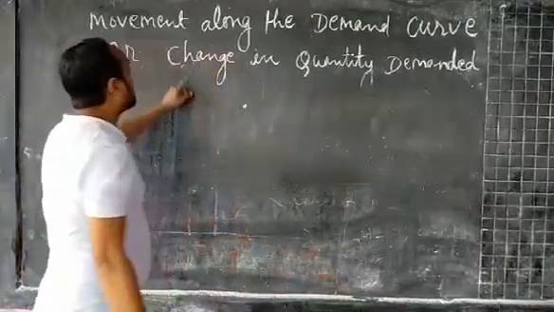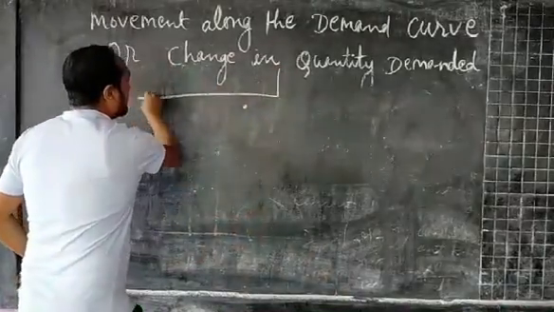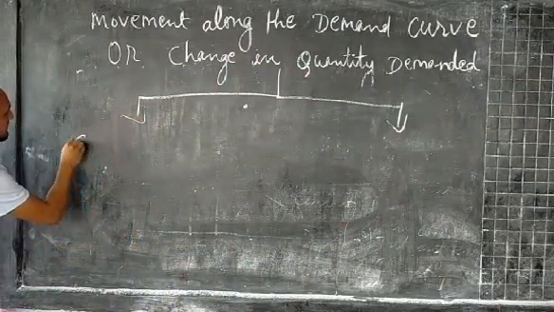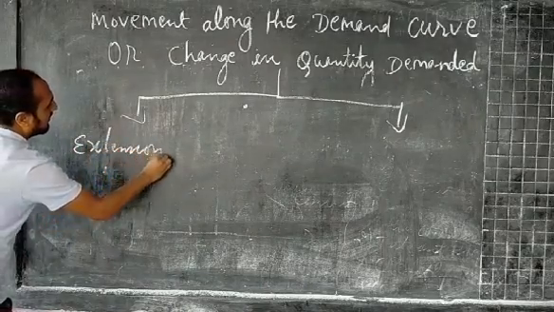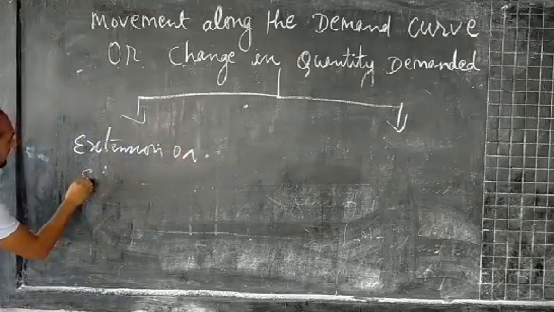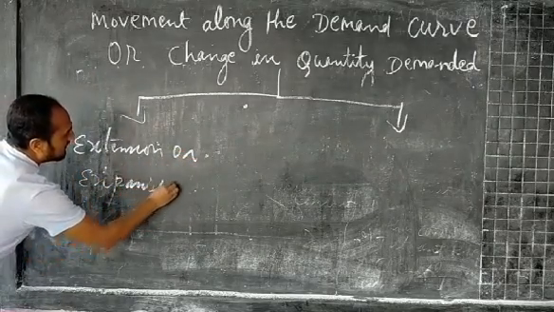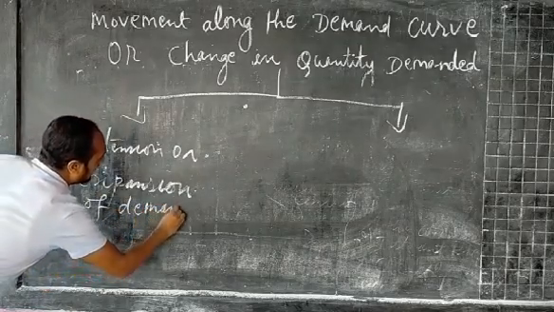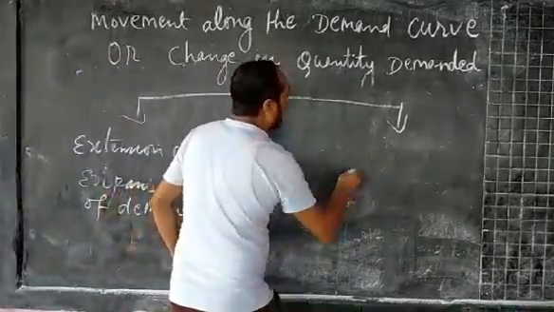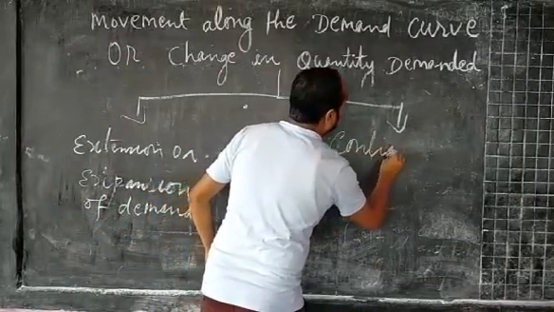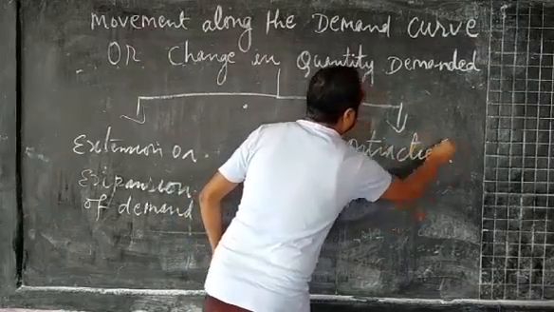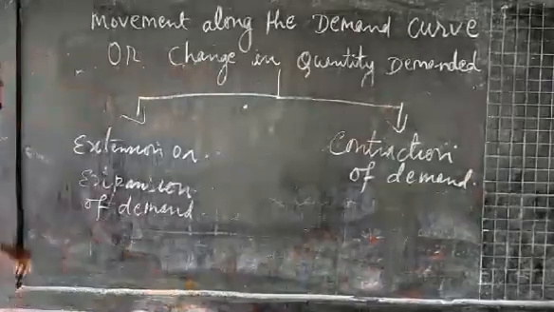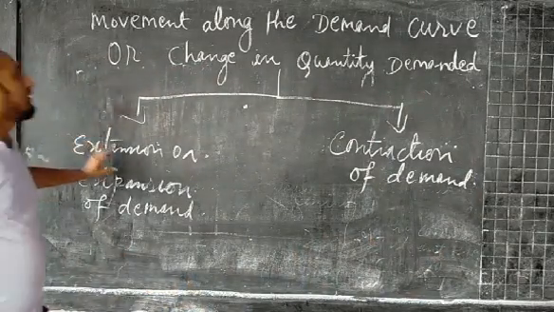Okay, next, this change in quantity demand can be classified into two parts. Number one, extension or expansion of demand, and the next one we have contraction of demand. Now you have to understand the definition of extension of demand and contraction of demand.